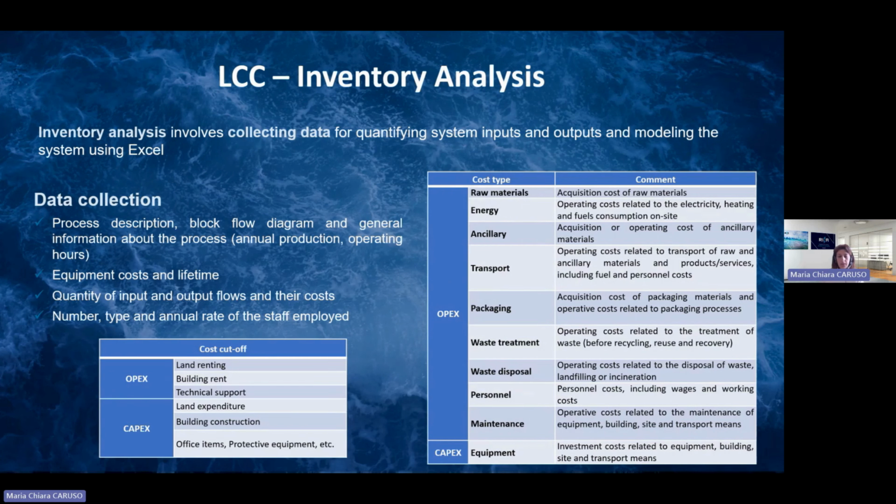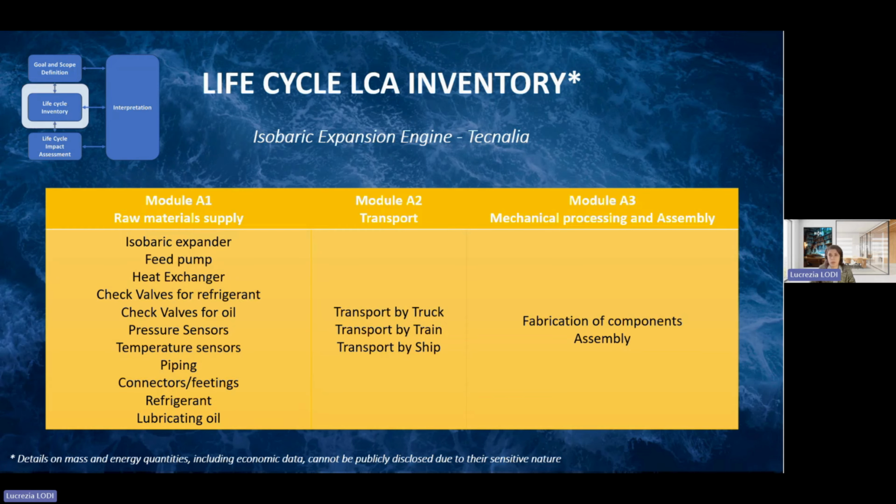One important thing to highlight is that we cannot openly show the data about the quantities involved in the technology and also the costs involved in the technology. So the idea of this slide is just showing you how the modules are split and which components constitute module A1. As Maria Chiara showed previously, module A1 is mainly constituted by the raw material supply, and you can see here the main components and subcomponents of the isobaric expansion engine.